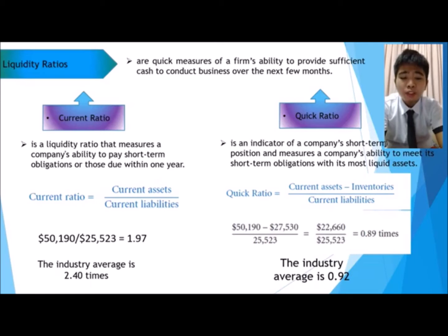So its formula is quick ratio equals current assets minus inventories over current liabilities. For example, in Drake Company, its quick ratio is 0.89 times and industry average is 0.92 times. We can say that both ratios are almost equal, and so there is a low risk on the part of Drake Company in terms of its quick ratio.